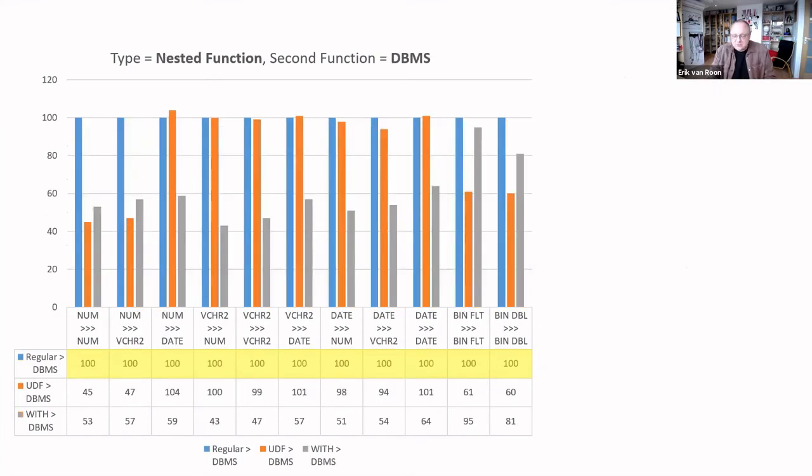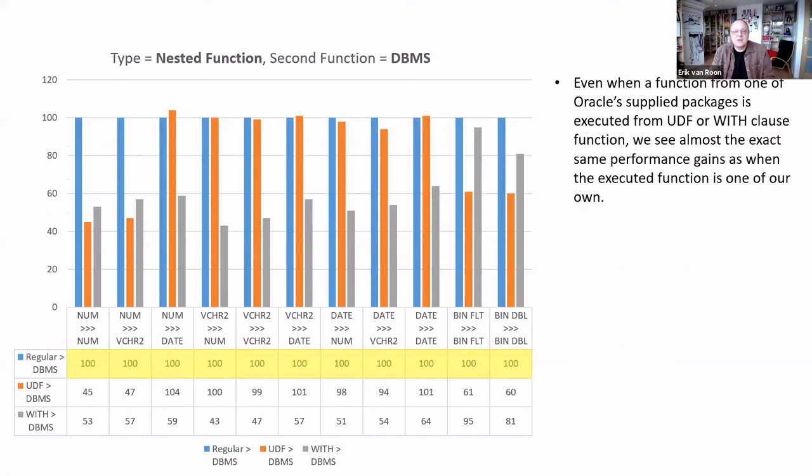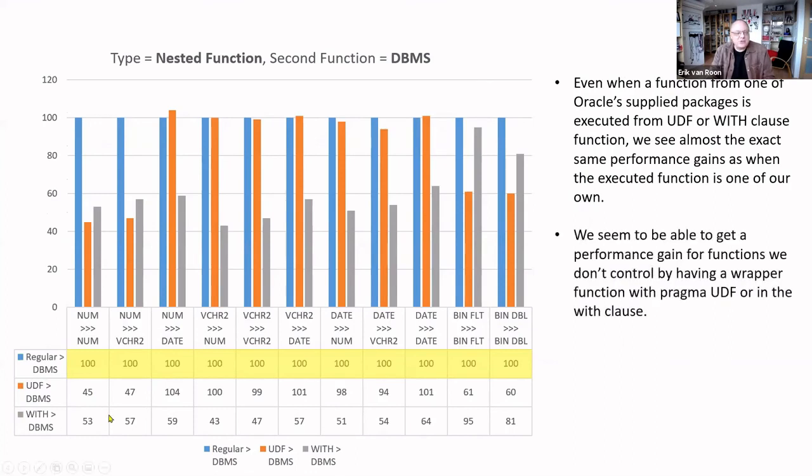If the second function is one of Oracle's functions, one of the DBMS functions, what then? Well, again, we see that we do have a performance gain if the first function is a UDF or a function in the with clause. The same sort of performance gain that we saw before. So even when it's a function that we do not control whatsoever, we could get a performance gain by just calling that function from a function that is either a UDF function or a function in the with clause. And that is pretty neat.